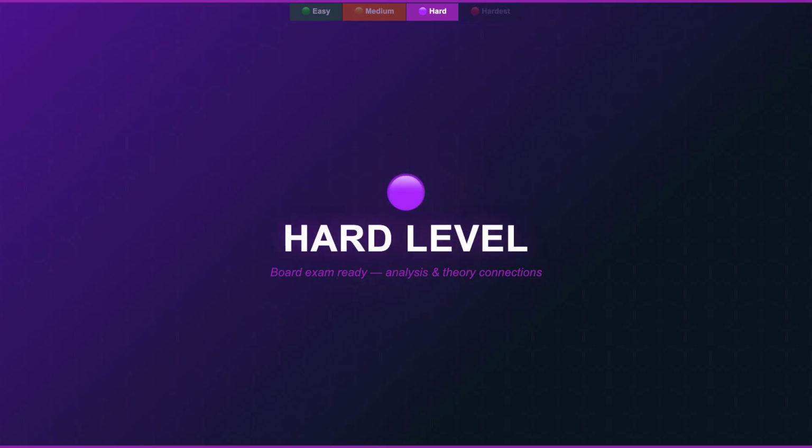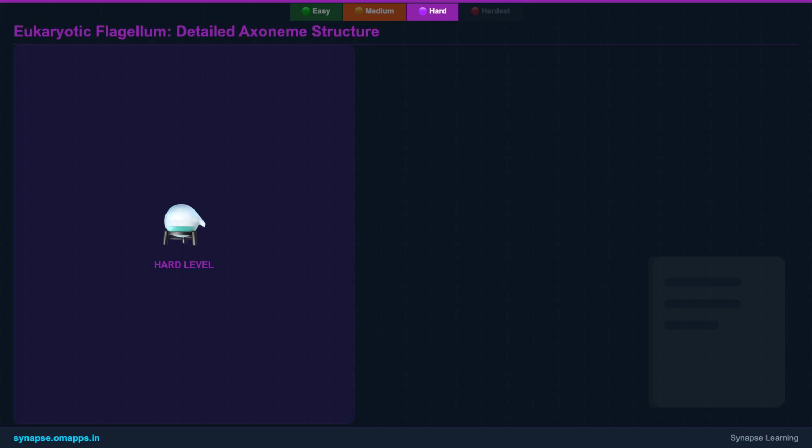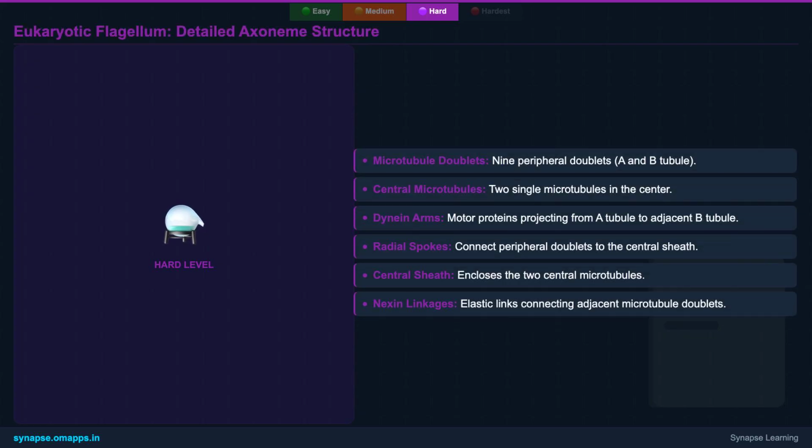Ready to go deeper? In this section, we'll dissect the flagellum's molecular architecture and explore the fascinating mechanisms behind its movement, especially focusing on the eukaryotic type. The eukaryotic flagellum's axoneme is a marvel of cellular engineering. Beyond the 9+2 microtubule arrangement, there are critical accessory proteins. Dynein arms, which are motor proteins, project from the outer microtubule doublets. These arms are crucial because they hydrolyze ATP to generate the force needed for movement.